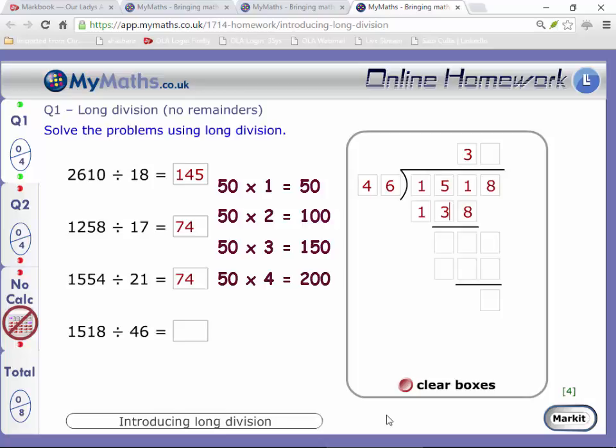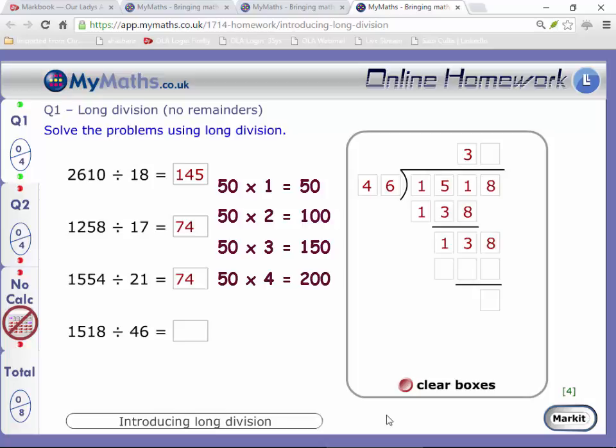138 from 151. Well, if you do that in your head, it's going to be 13. Okay, 13. 13 is less than 46, so it looks like my 3 was a good estimate or guesstimate. I've still got the 8 to deal with, so I'm going to bring the 8 down now.